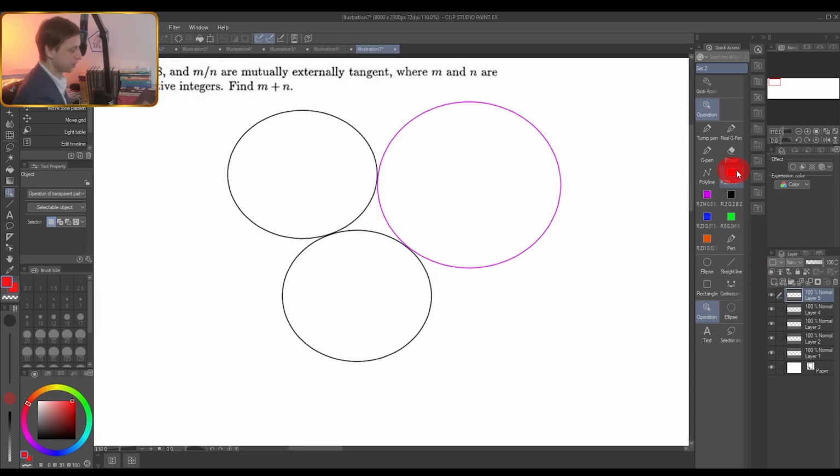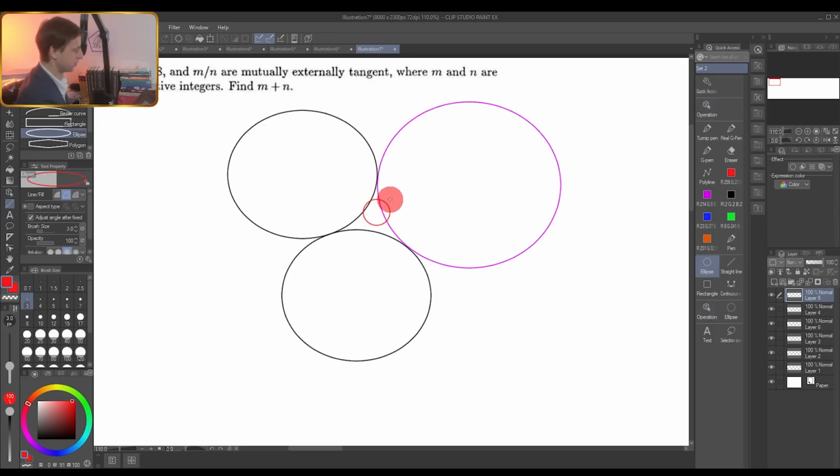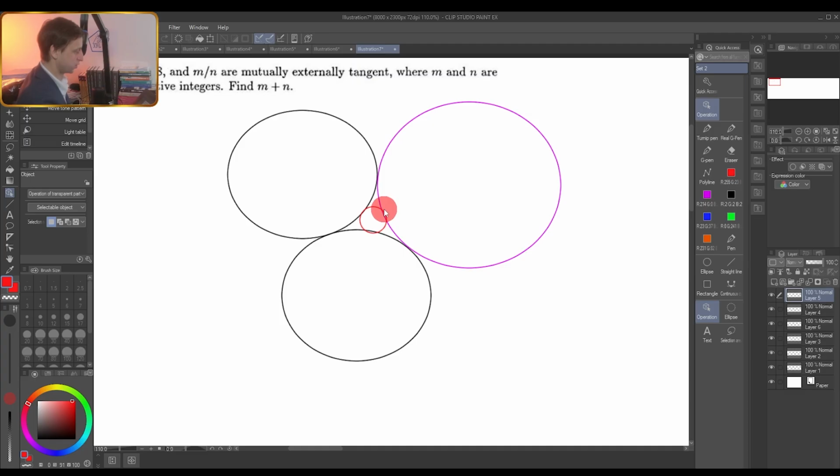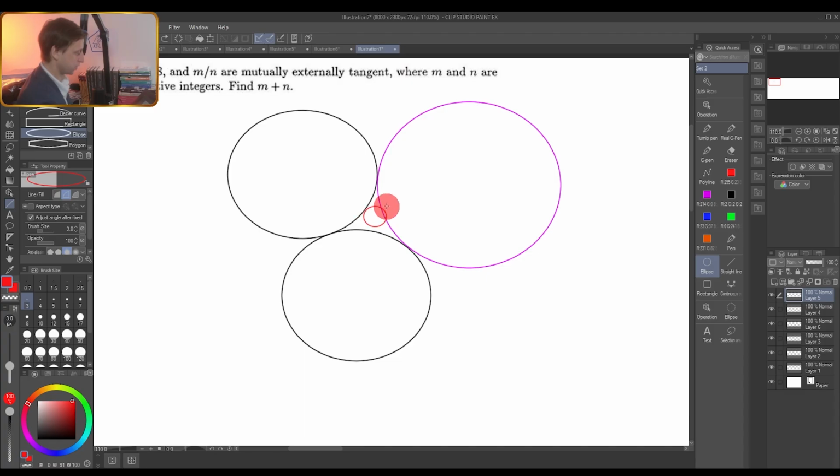So let's mark this position, and let's try to draw a small circle here that is tangent to the other circles. Let's make a small circle with red color that is tangent. So let's try, and well, almost, just maybe a little bit smaller. Let's make a circle like this. Maybe it will work out.